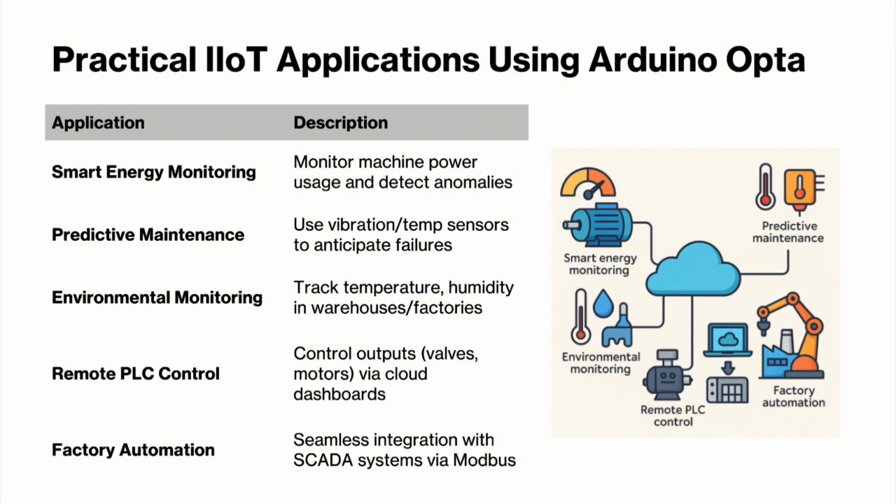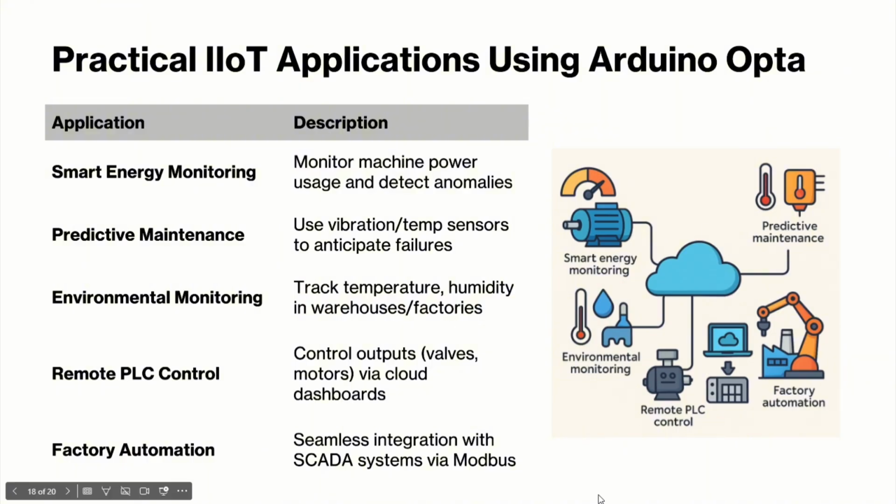Practical IIoT applications using Arduino OPTA. Let's discuss how Arduino OPTA can be applied across multiple real-world industrial scenarios, and it's important to understand this because it shows how flexible the platform really is. One major application is predictive maintenance. OPTA can be connected to vibration or current sensors on motors and pumps, continuously monitoring their health and notifying maintenance staff before a failure occurs, which prevents costly downtime.